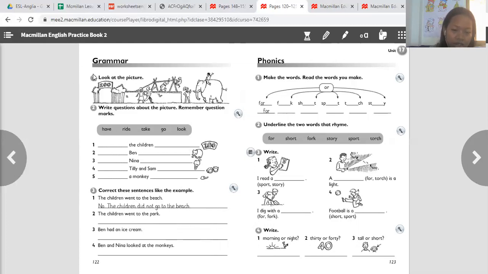So you look at the picture and look at the sentence. The children went to the beach. Did they go to the beach? No. So your answer is no, the children did not go to the beach. The children went to the park. Did the children go to the park? Yes or no? Ben had an ice cream. Look at the picture. Where is Ben? Did he have an ice cream? Yes or no? Next, Ben and Nina looked at the donkey. Look at the monkey. Is that right? Where are Ben and Nina? Did they look at the monkey?